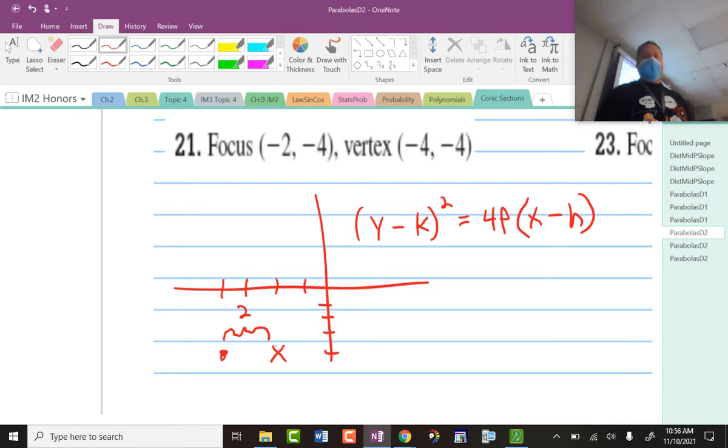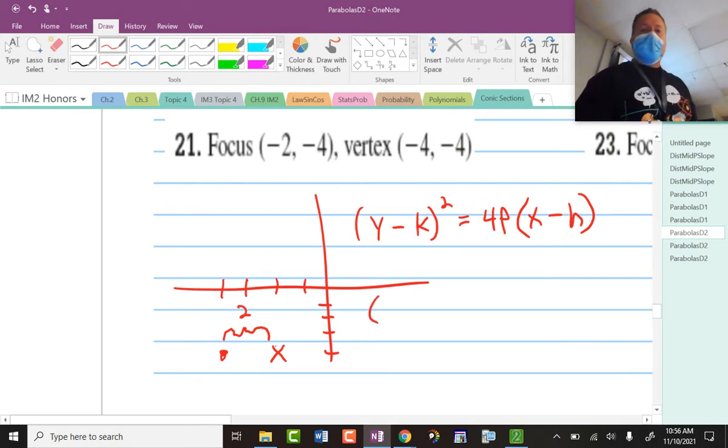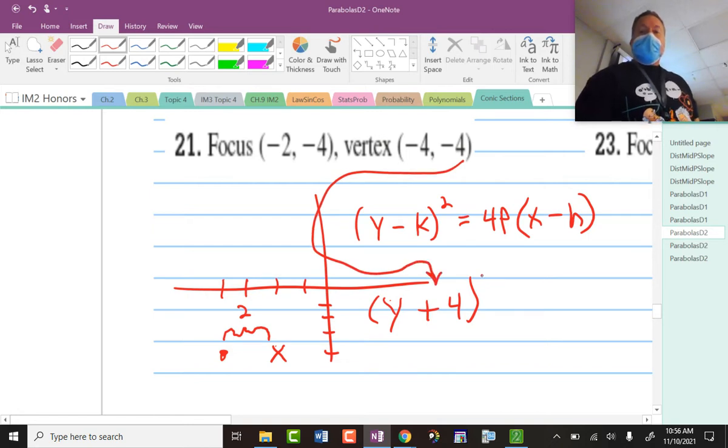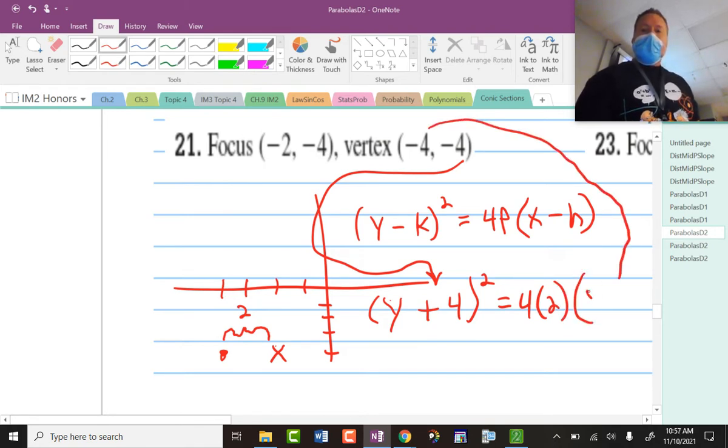Mr. High, my teacher from when I was a junior, told me, we were doing this stuff. Oh, and then by the way, the vertex is -4, -4. So y minus -4, the y coordinate, squared equals 4 times 2, and it is positive, times x minus the x coordinate, which is x minus -4.